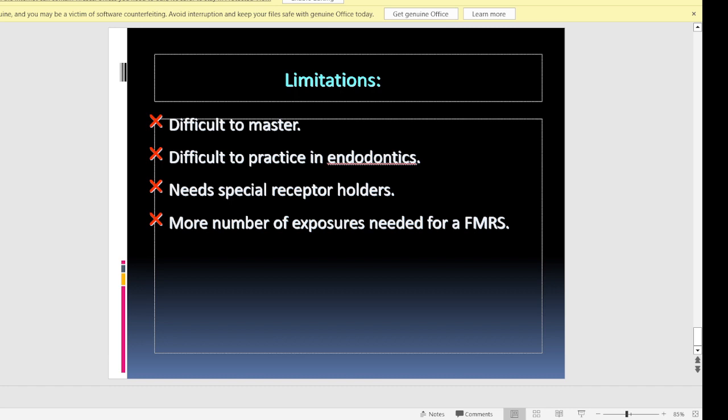Limitations of the paralleling cone technique: it is difficult to master, difficult to practice in endodontics, and needs special receptor holders.